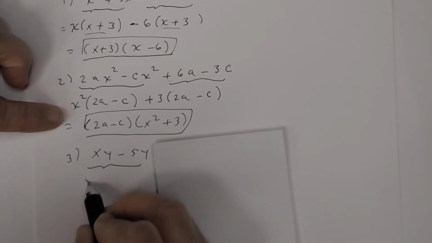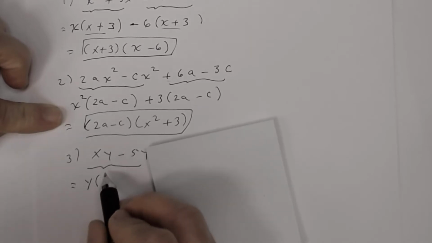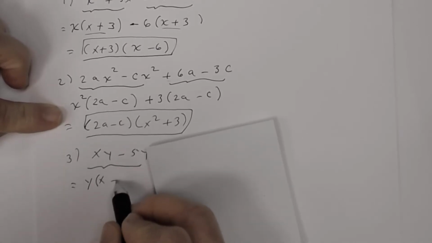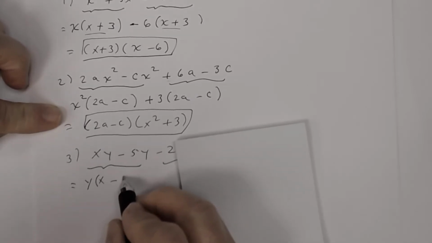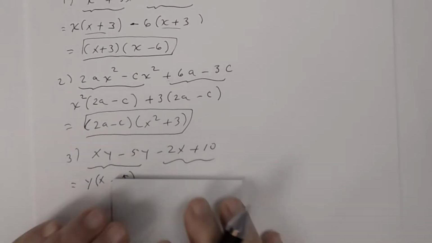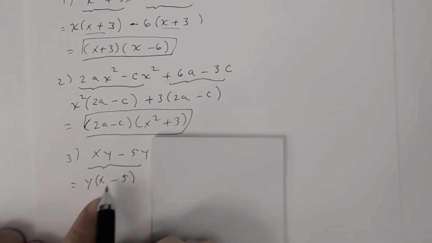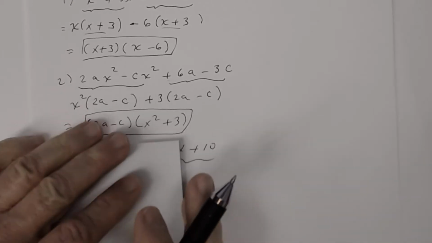So I'm going to factor out a y, so when I factor out the y, I'm going to get y times what is xy? Well, x minus, and then y times what's negative 5y? Well, negative 5. All right, so you see I factored this as a product. All right, so y times x minus 5. Now let's go to the next one.